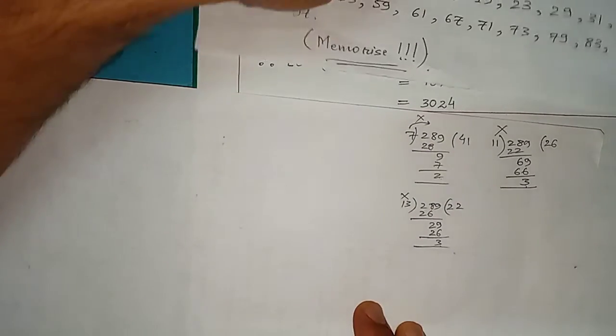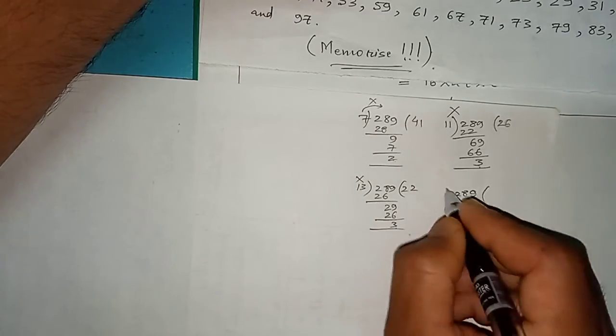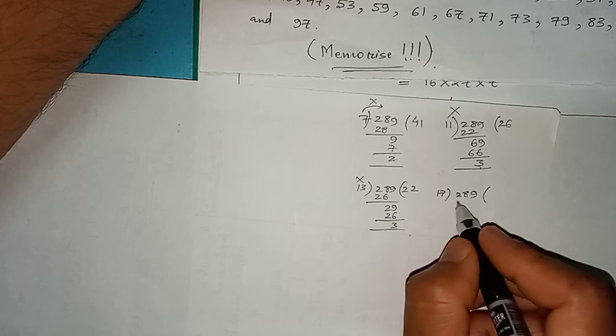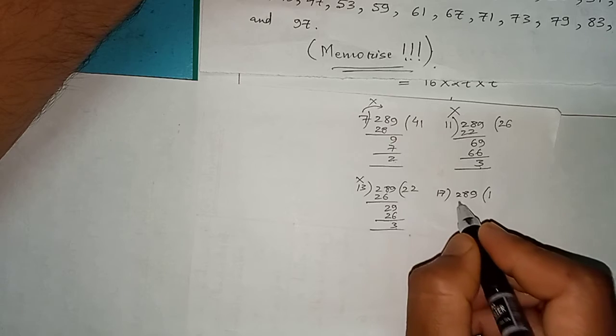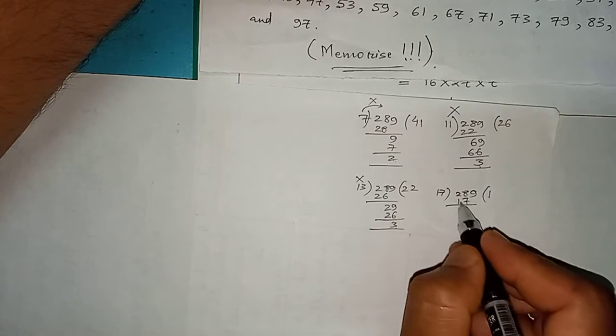Then if 13 is not a factor, then comes 17. So again divide 289 by the next prime number 17. 17 ones are 17. 17 twos are 34. 34 is big, so we'll do 17 ones are 17. Now 8 minus 7 is 1, 2 minus 1 is 1.